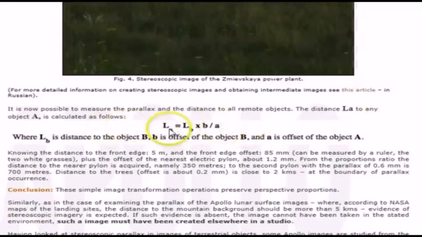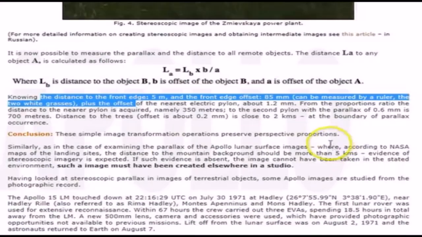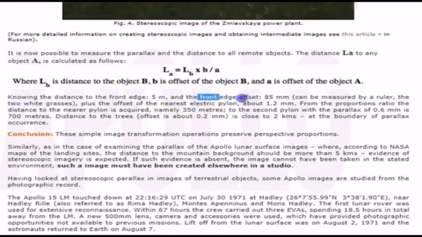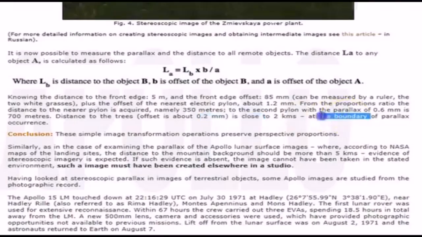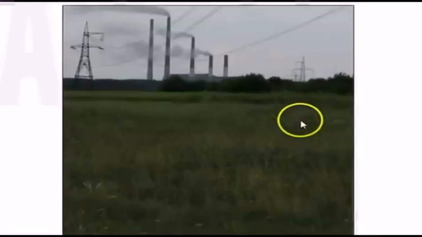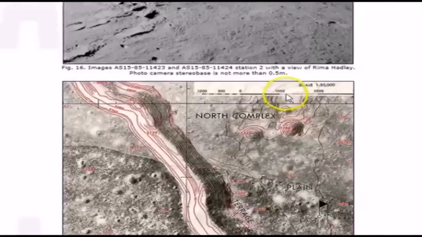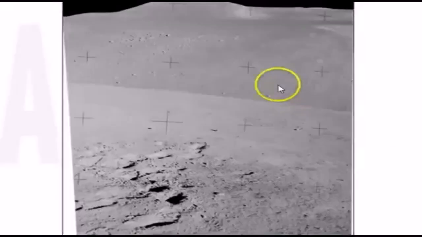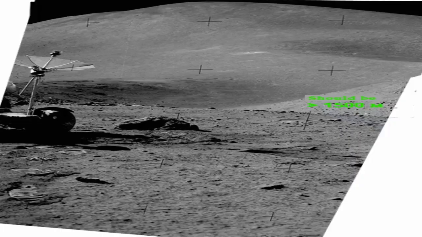And here's the formula they're using to figure out how far away the object is. Knowing the distance to the front edge, 5 meters, and the front edge offset, 88 millimeters, which can be measured by a ruler and 2 white grasses, the distances to the trees offset 0.2 millimeters to a close to 2 kilometers at the boundary of parallax occurrence. This was done by a guy who has a PhD in the Department of Physics and Technology in the Ukraine. He did it with numerous photos and got the same result every time. This is pretty good information for proving that there was faked footage.